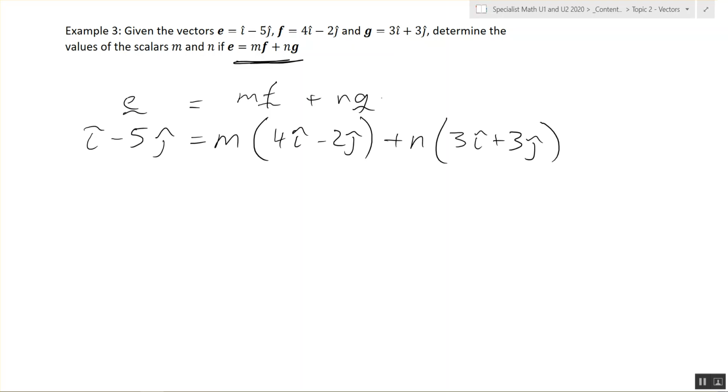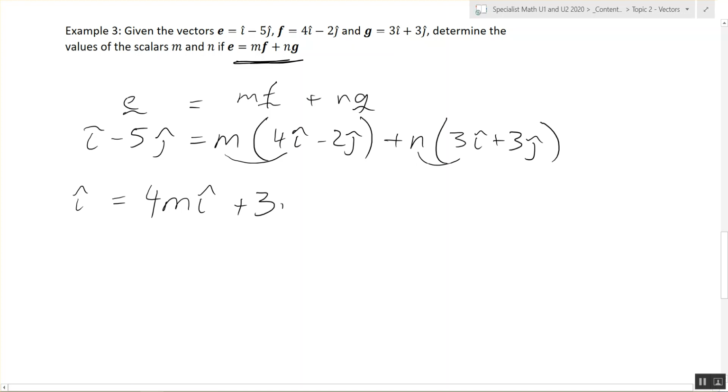Now, how do you find simultaneous equations with vectors? Well, because it's in Cartesian form, we have all the i's and we have all the j's. So all the i's, multiply this out, we've got 4mi. Multiply this out, we've got 3ni. Divide everything by i. We're left with 1 equals 4m plus 3n. So this is our first equation for our simultaneous equations.